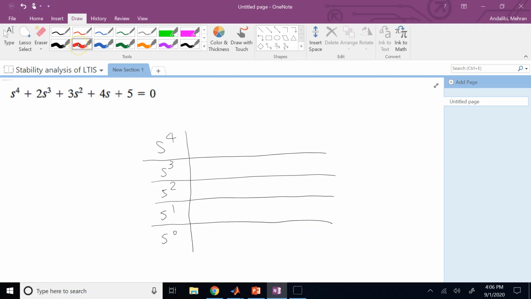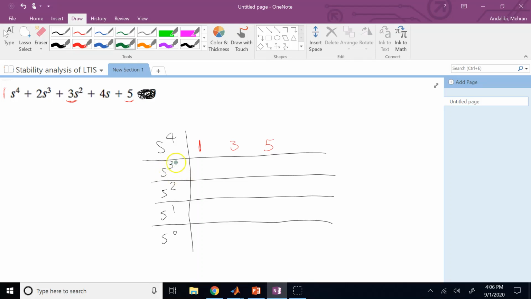Now, for the first row, we start with the highest coefficient, the leading coefficient, which in this case is 1. So I put 1. Then I jump to the third term, which is 3. And then I jump one more, and I go to 5. This 0 just means find the root, so it's nothing here. So I found 1, 3, and 5 for s to the 4.